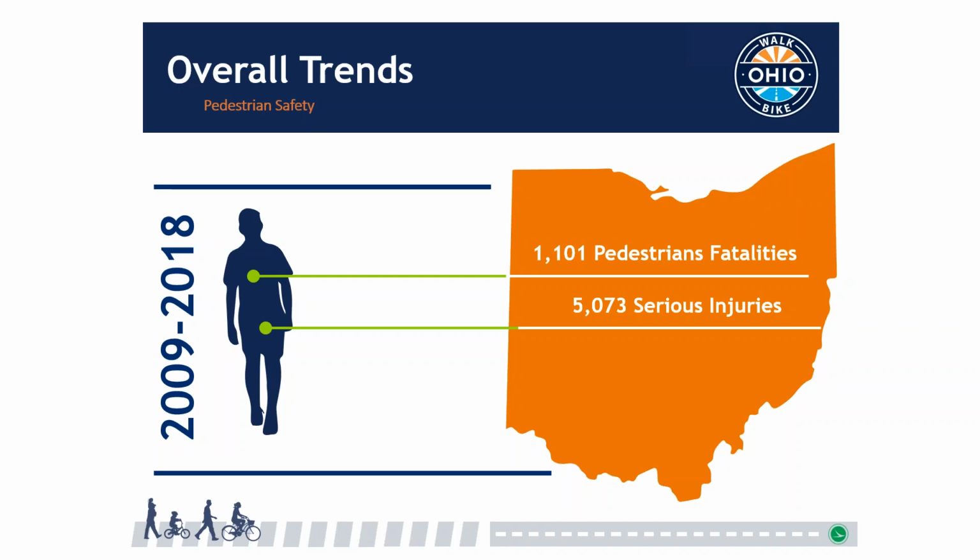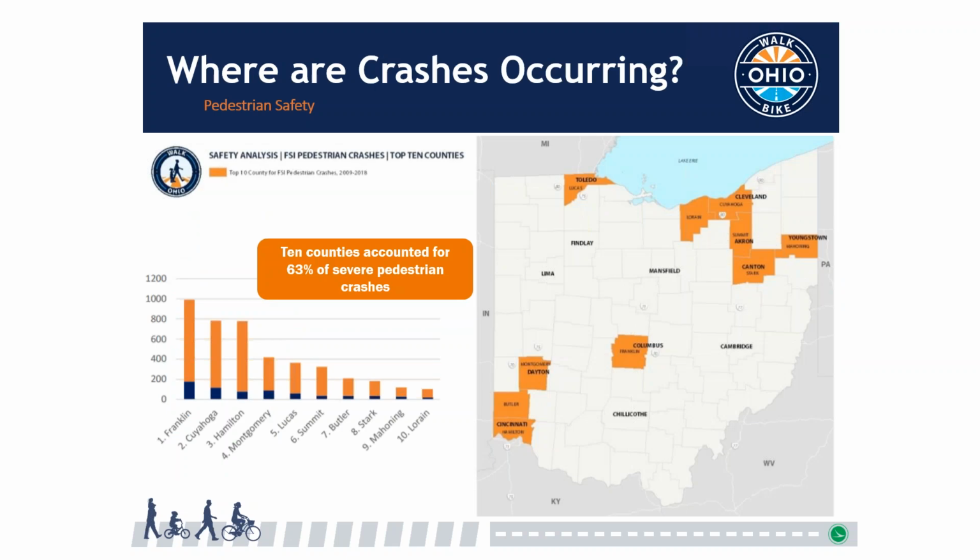Over the last 10 years, we've had just over 1,100 pedestrian fatalities and just over 5,000 serious injuries from pedestrian crashes. Crashes are mostly occurring in the most urbanized areas of the state. Probably not to anyone's surprise, 10 of our 88 counties accounted for 63% of our severe pedestrian crashes. So about 11-12% of our counties are accounting for 63% of these crashes.